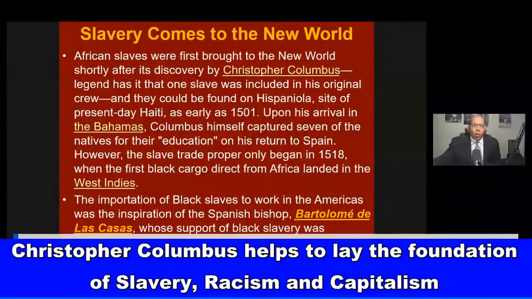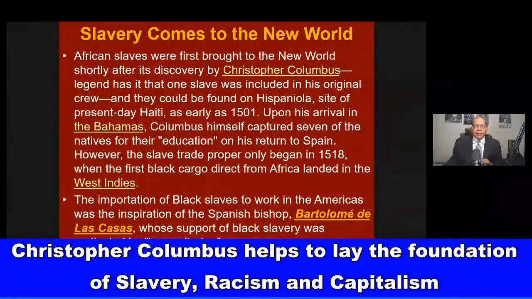Now, slavery comes to the New World. African slaves were first brought to the New World shortly after the discovery by Christopher Columbus of the so-called New World. Legend has it that one slave was included in his original crew and that they could be found on the island of Hispaniola, a site of present-day Haiti, as early as 1501. Upon his arrival in the Bahamas, Columbus himself captured 7 of the natives for their quote-unquote education. That's what he said on his return to Spain.